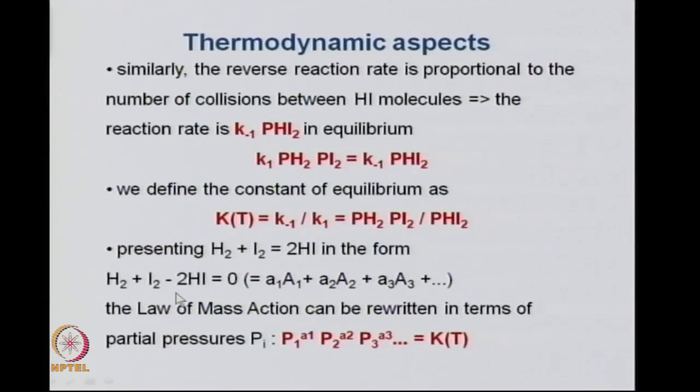Now, this law of mass action can be rewritten in terms of partial pressures for this particular reaction, where this is equal to small a1 multiplied by capital A1 plus small a2 multiplied by capital A2. This can be rewritten as a product of the pressures raised to the powers of these coefficients a1, a2, a3, etcetera, and that product will give rise to the equilibrium constant at a particular temperature.